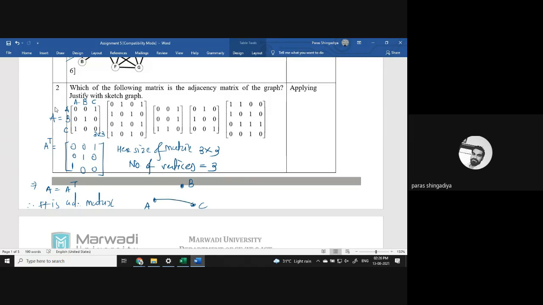Okay? Now do it for the second row. Second row is for the vertex B. So B to A is 0, meaning no edge between B and A. B to B is 1. So what is the meaning of that? There is a loop at B. Okay, you have to create a loop at the vertex B. And B to C is 0. So what is the meaning of that? There is no edge between B and C.